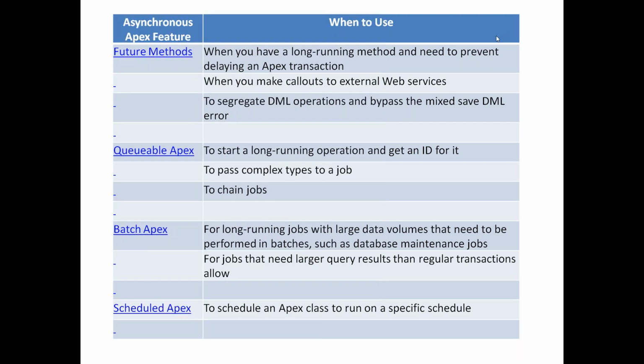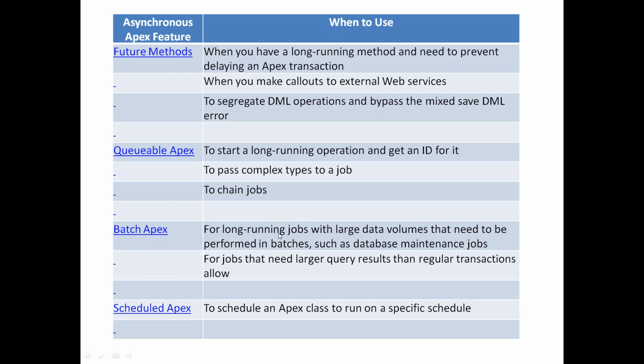Okay. So there are 4 ways you can run the process asynchronously. One is the future method, for a long running process which takes longer time. You can let them run in a separate queue. And queueable Apex, again, we have differences when you go for future method and queueable Apex framework. And batch Apex, for your long running process which processes a large volume of data. So the batch Apex is basically a framework which will help you to process a large volume of data.